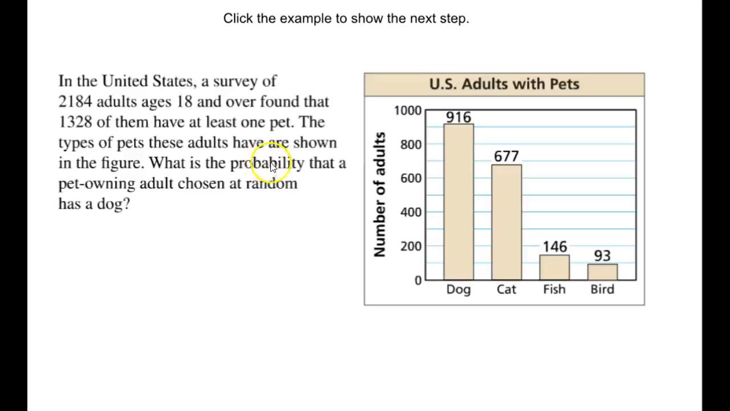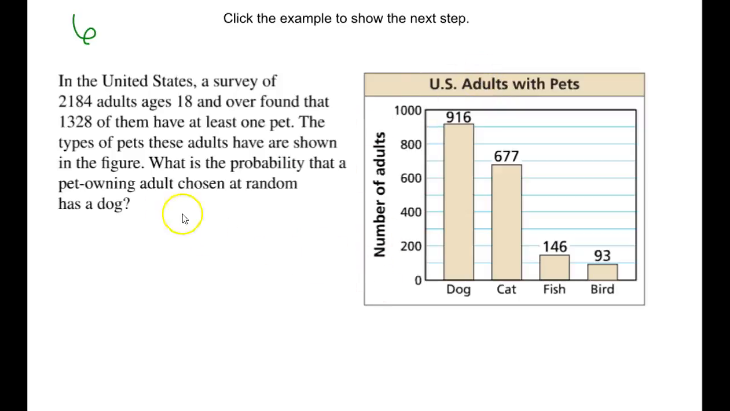Now we're looking at another example. This is example number 6 in your book. In the United States, a survey is conducted, so I know it's experimental probability, of 2,184 adults age 18 and over, and it found that 1,328 of them have at least one pet. The types of pets the adults have are shown in the figure. What's the probability that a pet-owning adult chosen at random has a dog? That's a lot of things we have to deal with.